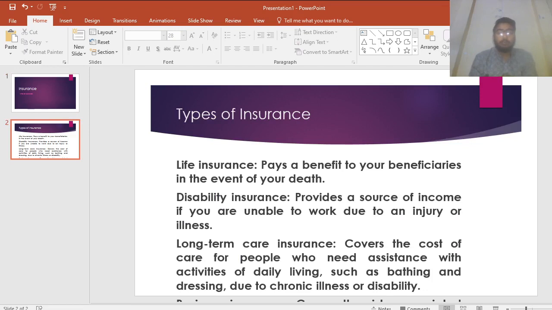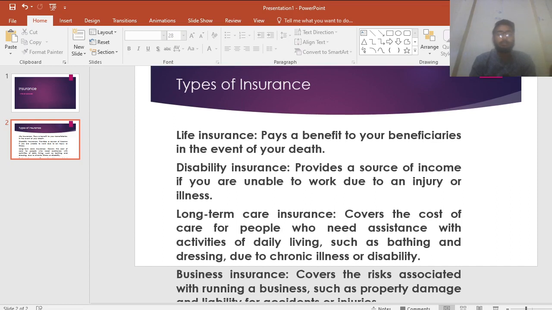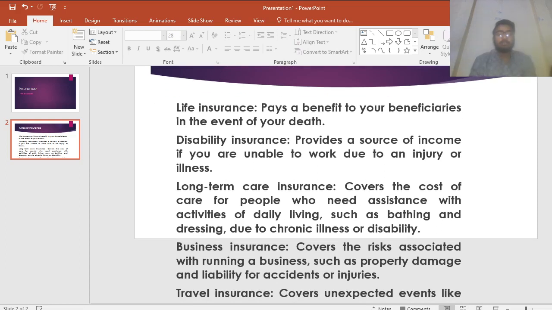Life insurance pays a benefit to your beneficiaries in the event of your death. Simply put, in case of death your beneficiaries will get the amount of your insurance. Disability insurance provides a source of income if you are unable to work due to an injury or illness. Long term care insurance covers the cost of care for people who need assistance with activities of daily living such as bathing and dressing due to chronic illness or disability.